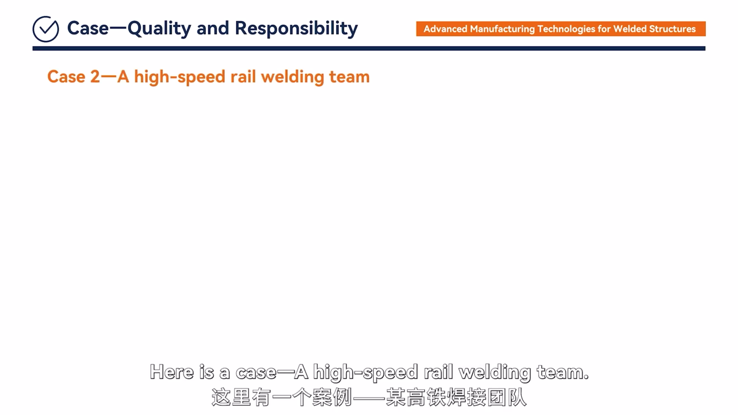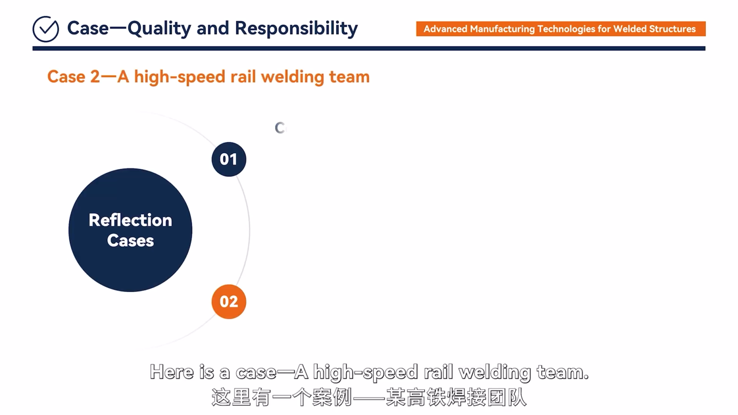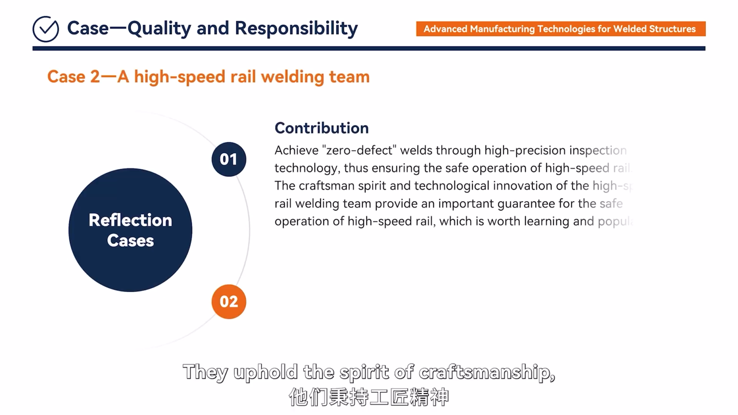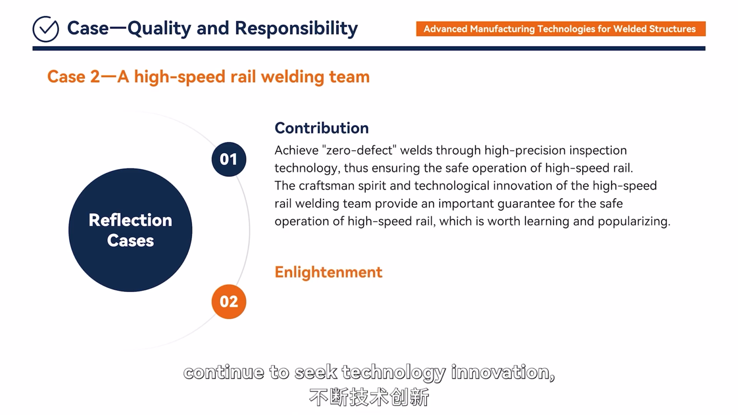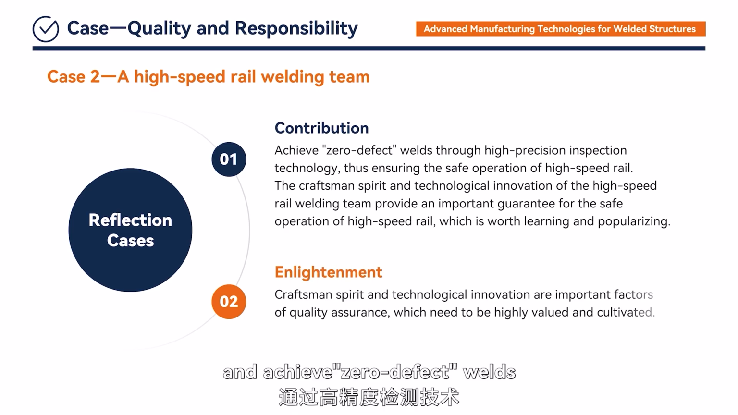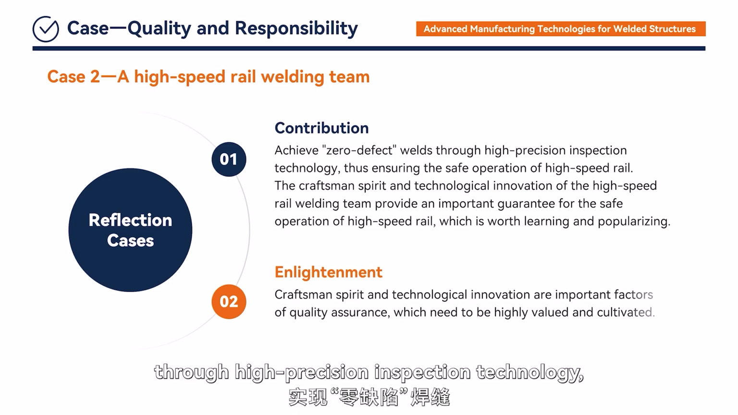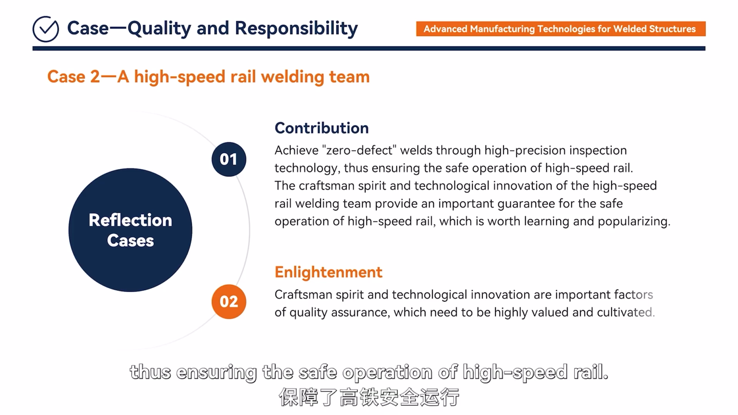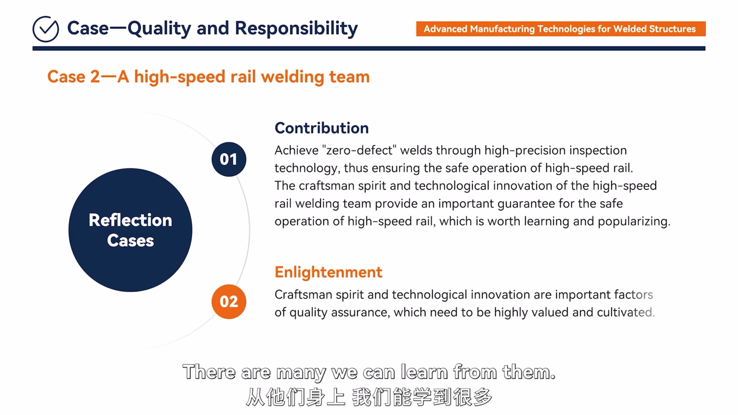Here is a case. A high-speed rail welding team upholds the spirit of craftsmanship, continues to seek technology innovation, and achieves zero-defect welds through high-precision inspection technology, thus ensuring the safe operation of high-speed rail. There is much we can learn from them.